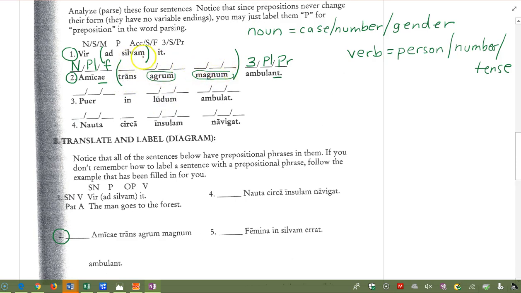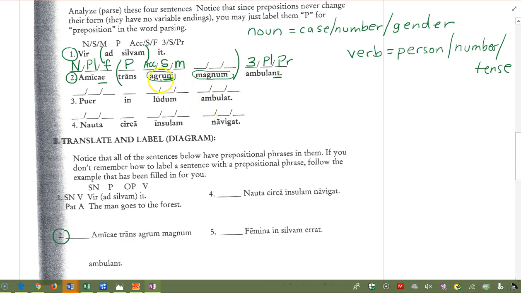Like lasagna. Okay, trans, preposition. Agram, there it is. It's accusative. Trans means across. When you go across anything, you are accusing that thing. And agram means field. So we're accusing the field. And it is singular. And we chant ager, agri, field, field, masculine.